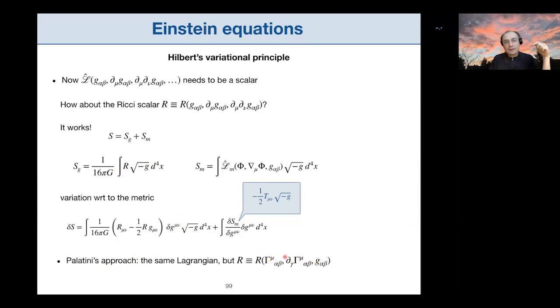And you treat the connection and the metric as completely separate entities, two different fields. You vary with respect to both of them. However, what you recover in the end is the same thing. From varying with respect to the gamma coefficients, you recover equations saying that the connection must be the Levi-Civita connection of this metric. And from the variation with respect to the metric, you recover the Einstein equations. So the end result is the same.